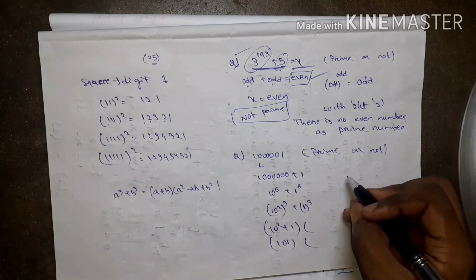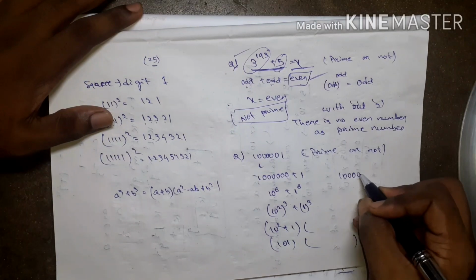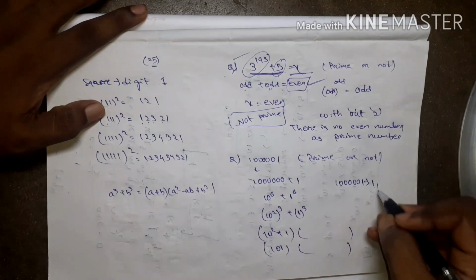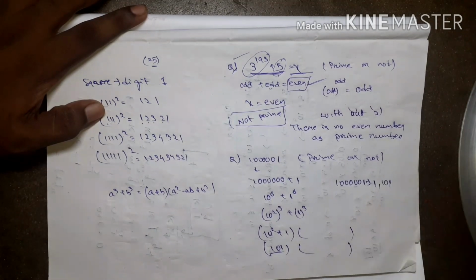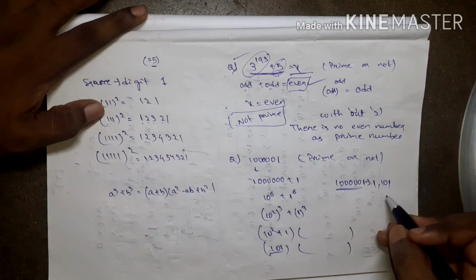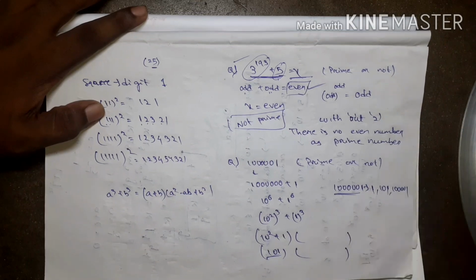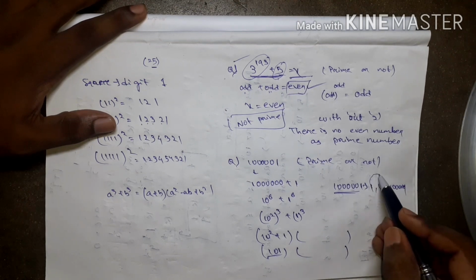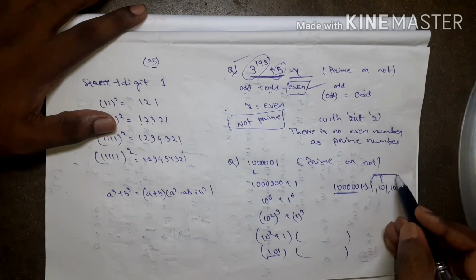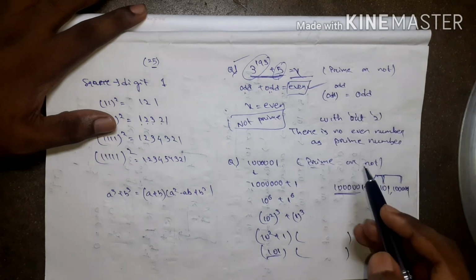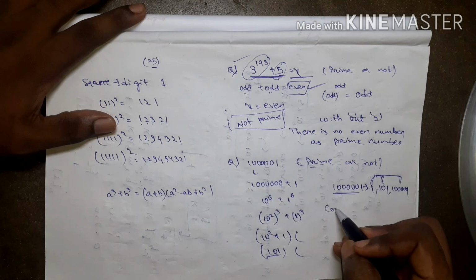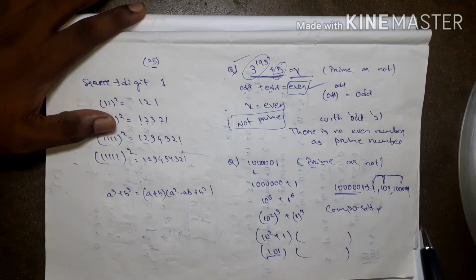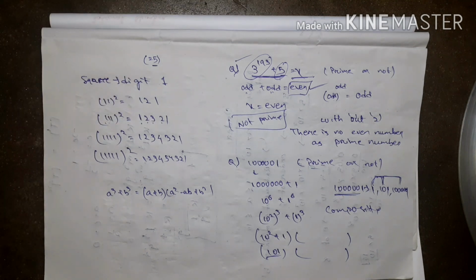Then the factors of 100,001: 1 is a factor of it, 101 is also a factor of it, and this other number is also a factor of it. Then how many factors are there? There are 3 factors. If there are 3 factors, is it prime or composite? No, it is not prime. It is a composite number. Understand? Prime or not? Understand? Then it's the end of the section.